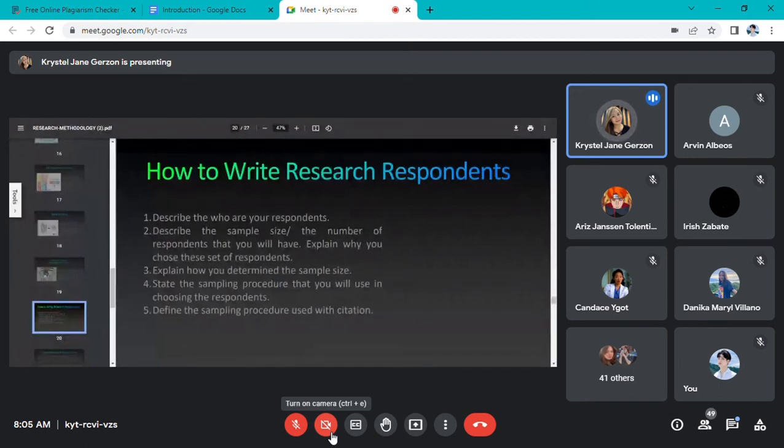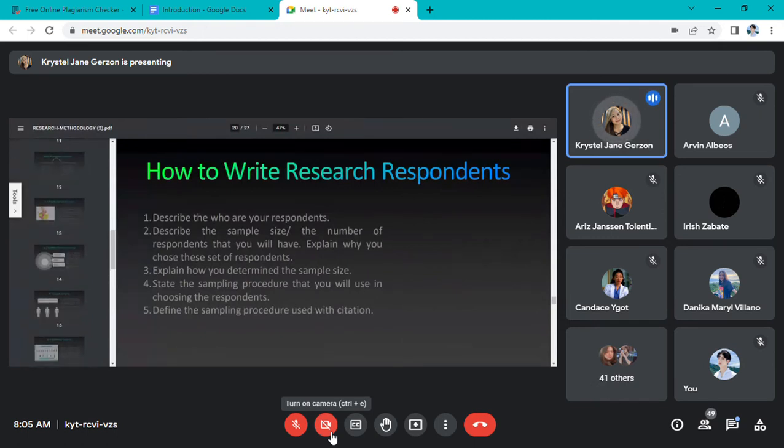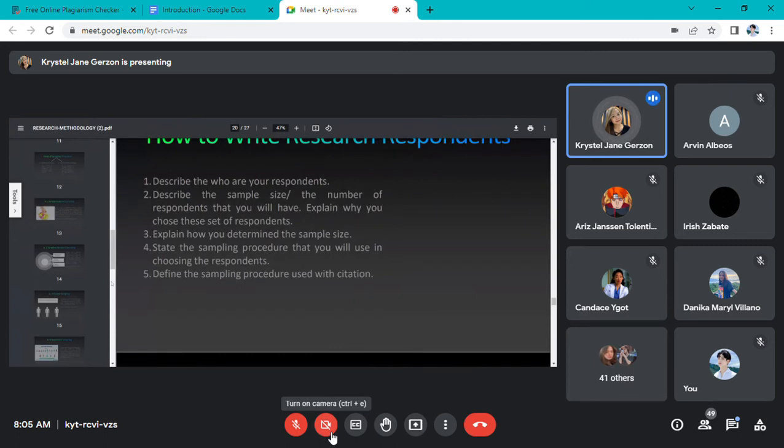Then you state the sampling procedure that you will use. So what is the sampling technique? Are you going to use purposive? Are you going to use convenience? Are you going to use quota? Are you going to use simple random sampling? But of course, guys, please always take note: if you are using purposive sampling, listen carefully, you definitely have to also include the criteria for choosing your respondents. Because again, when we use purposive sampling, we are following a set of criteria. So you have to mention the criteria in choosing your respondents here.